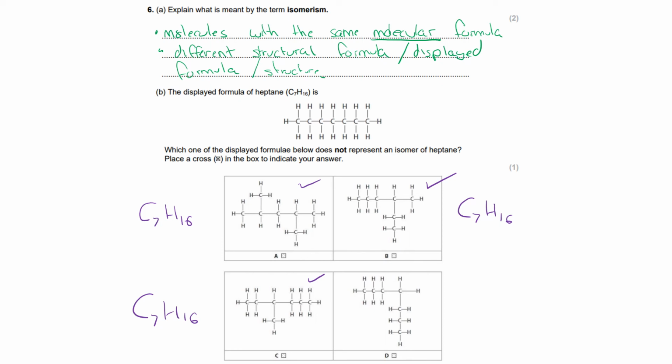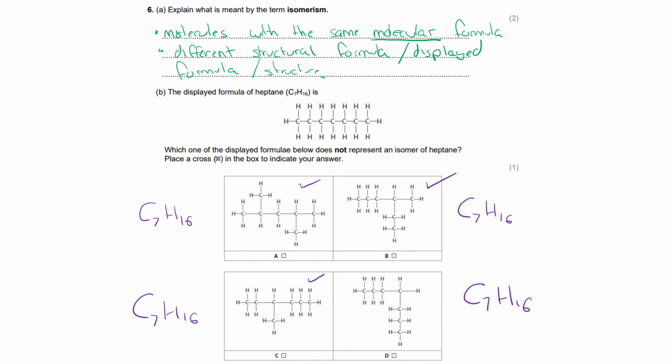And D then, 7 carbons, and 17 hydrogens. Oh dear. That also looks like an isomer of heptane, doesn't it? However, it isn't. And this is where you need to be careful. It does have the same molecular formula, but it doesn't have a different structural formula.